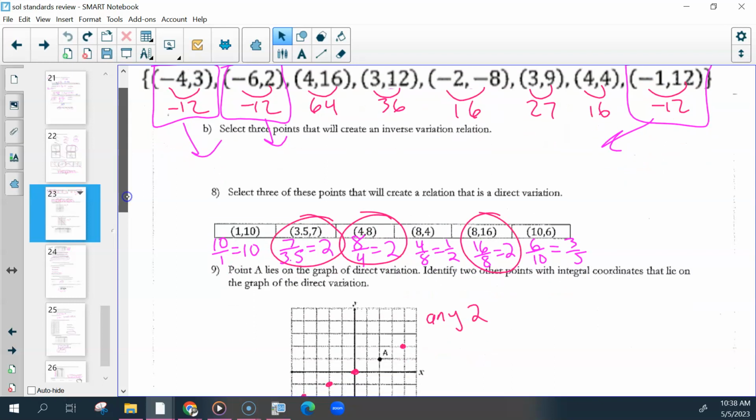Eight was a similar one. Select 3 of these that'll create a direct variation. 3.57, 4, 8, and 8, 16 were all ones that worked. Anyone still need this part?